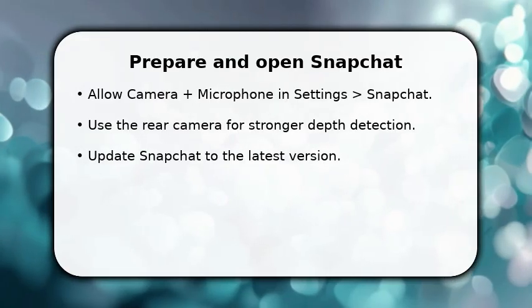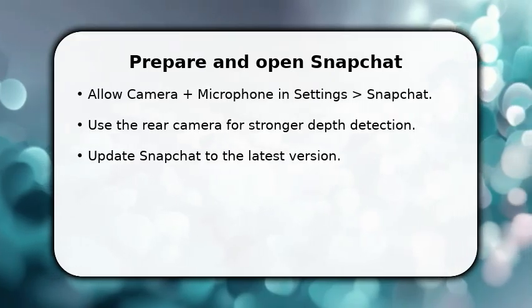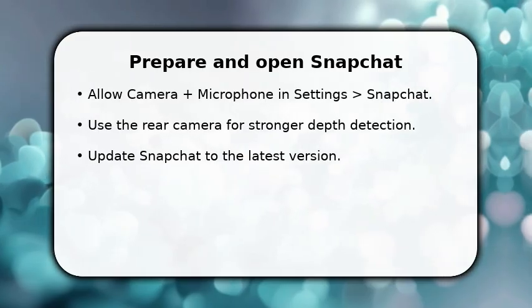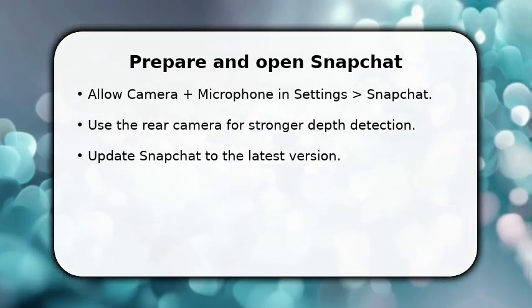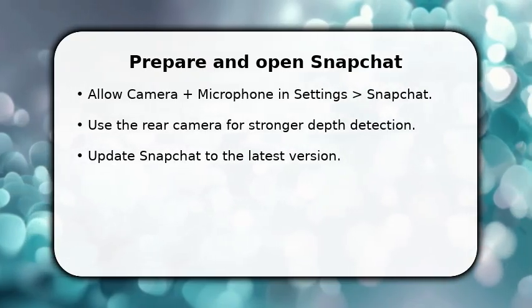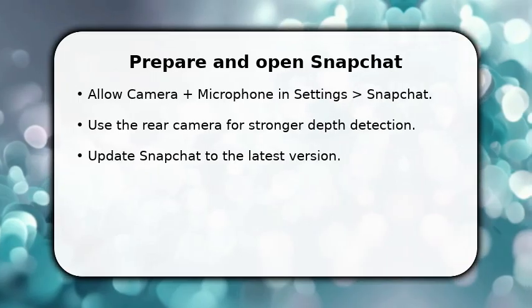You start by opening Snapchat and making sure the app can use your camera. Go to iPhone settings if needed and enable camera and microphone for Snapchat. Once done, launch Snapchat and tap the camera view so you're using the rear lens. Depth effects work best there.